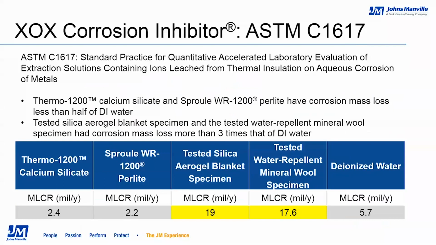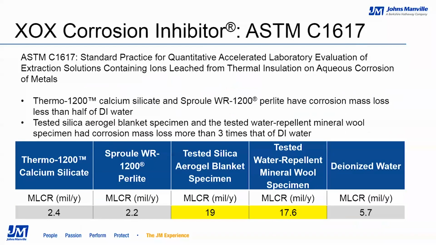In addition to the insulations, 3 reference samples are also tested at the same time, and they're deionized water, 1 ppm and 5 ppm chloride solutions. So it gives you a good reference for the relative corrosivity of the insulations to those standards. So as you can see in the table, the Thermo 1200 calcium silicate and Sproul WR 1200 perlite products have corrosion rates that are less than deionized water.